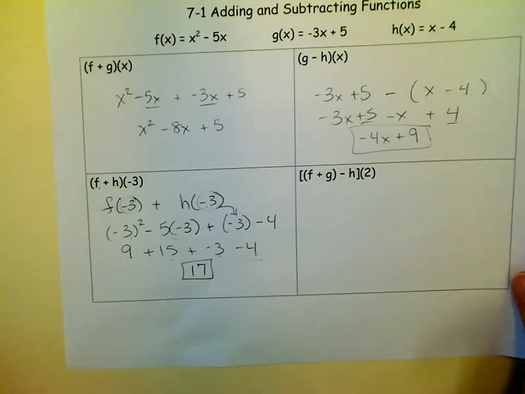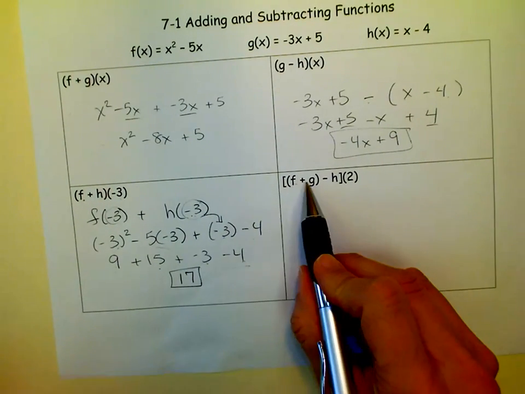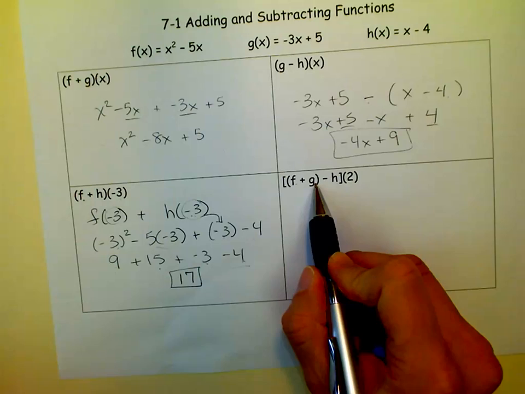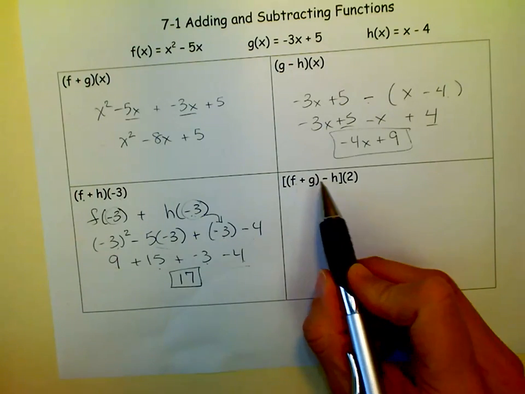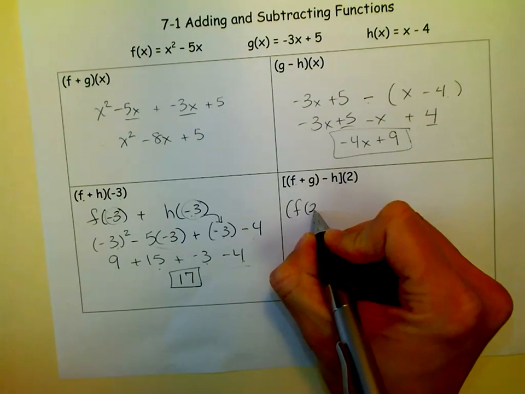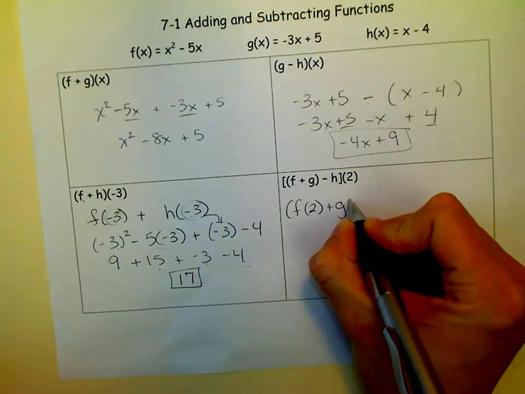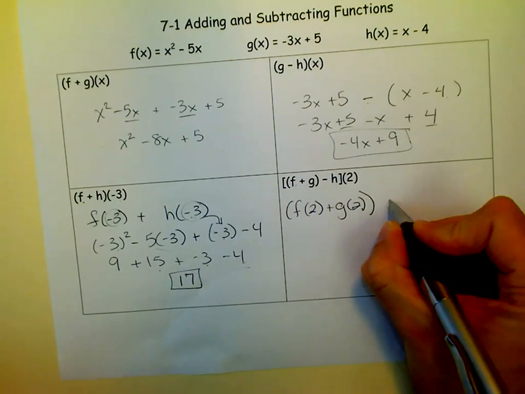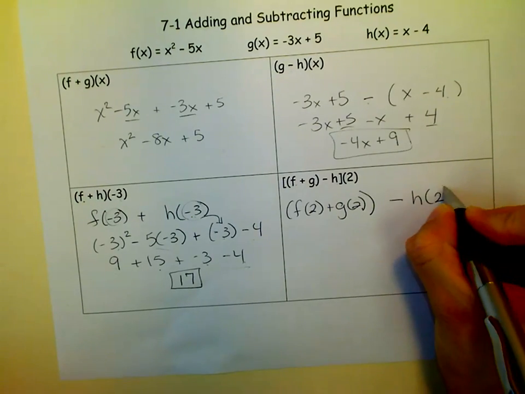And now for our last one. Notice it has 3 different things, and the parentheses are important. I need to add these before I subtract that. So I'm going to do f of 2 plus g of 2. I'm going to do that first, and then afterwards I'm going to subtract h of 2.